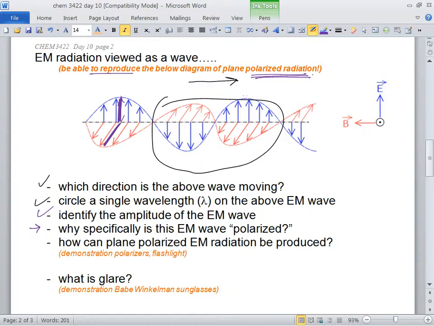So how can plane polarized radiation be produced? Use a polarizer.